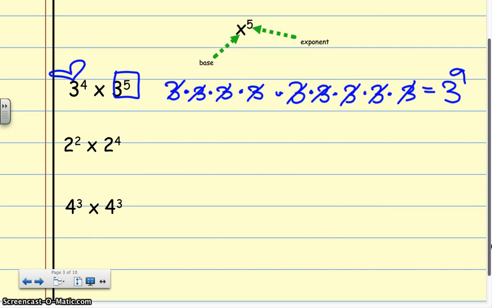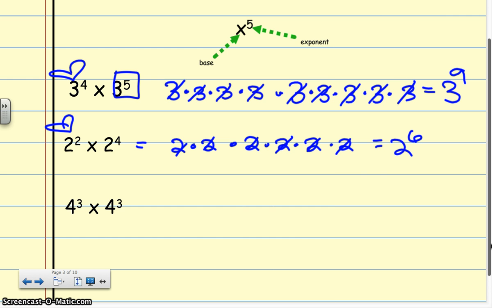Okay, the next one. What's my base of this next one? 2. This is saying 2 squared times 2 to the 4th. That turns into 2 times 2, that's my 2 squared, times 2 to the 4th. 4 more. 1, 2, 3, 4, which is how many? 6. 1, 2, 3, 4, 5, 6, 2 to the 6th. Okay?